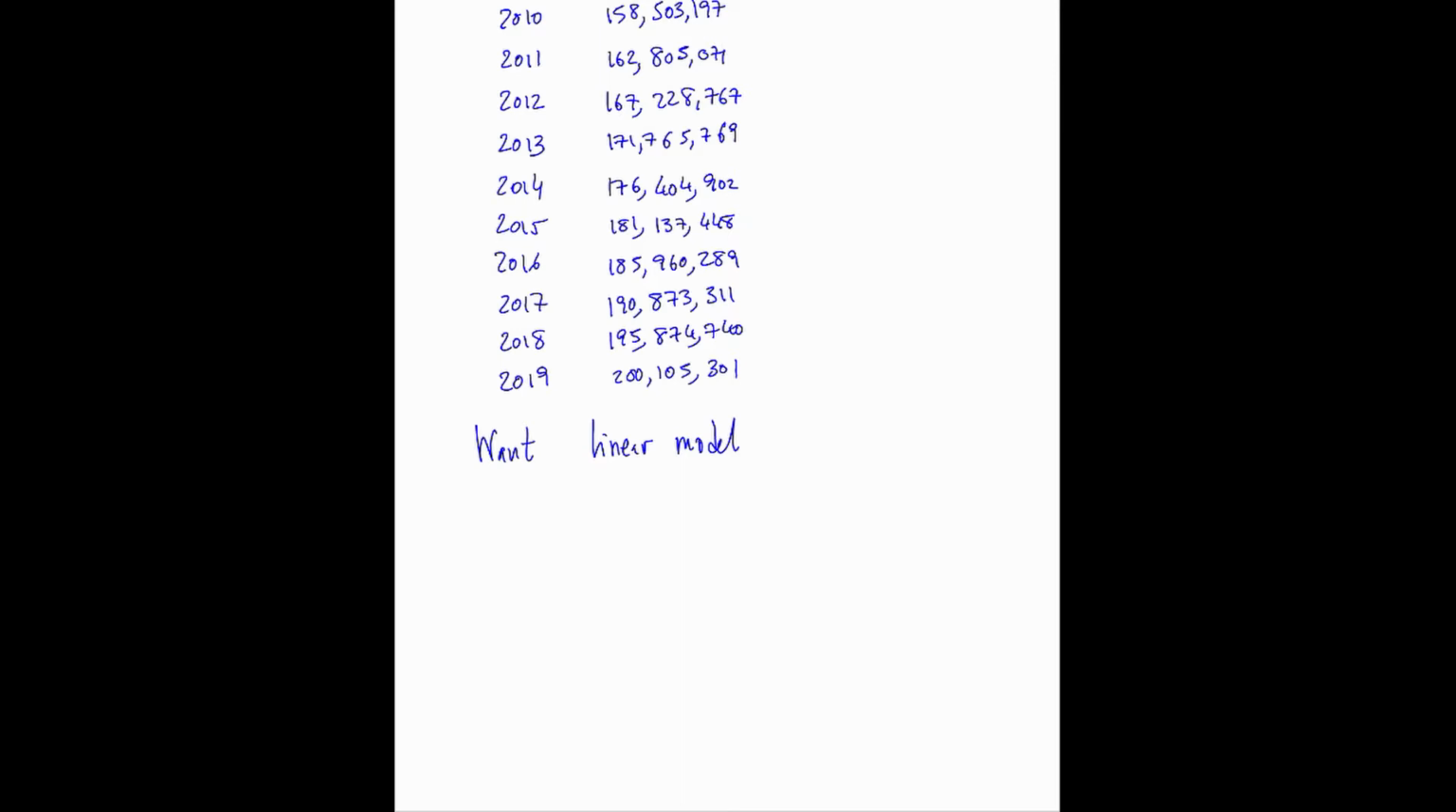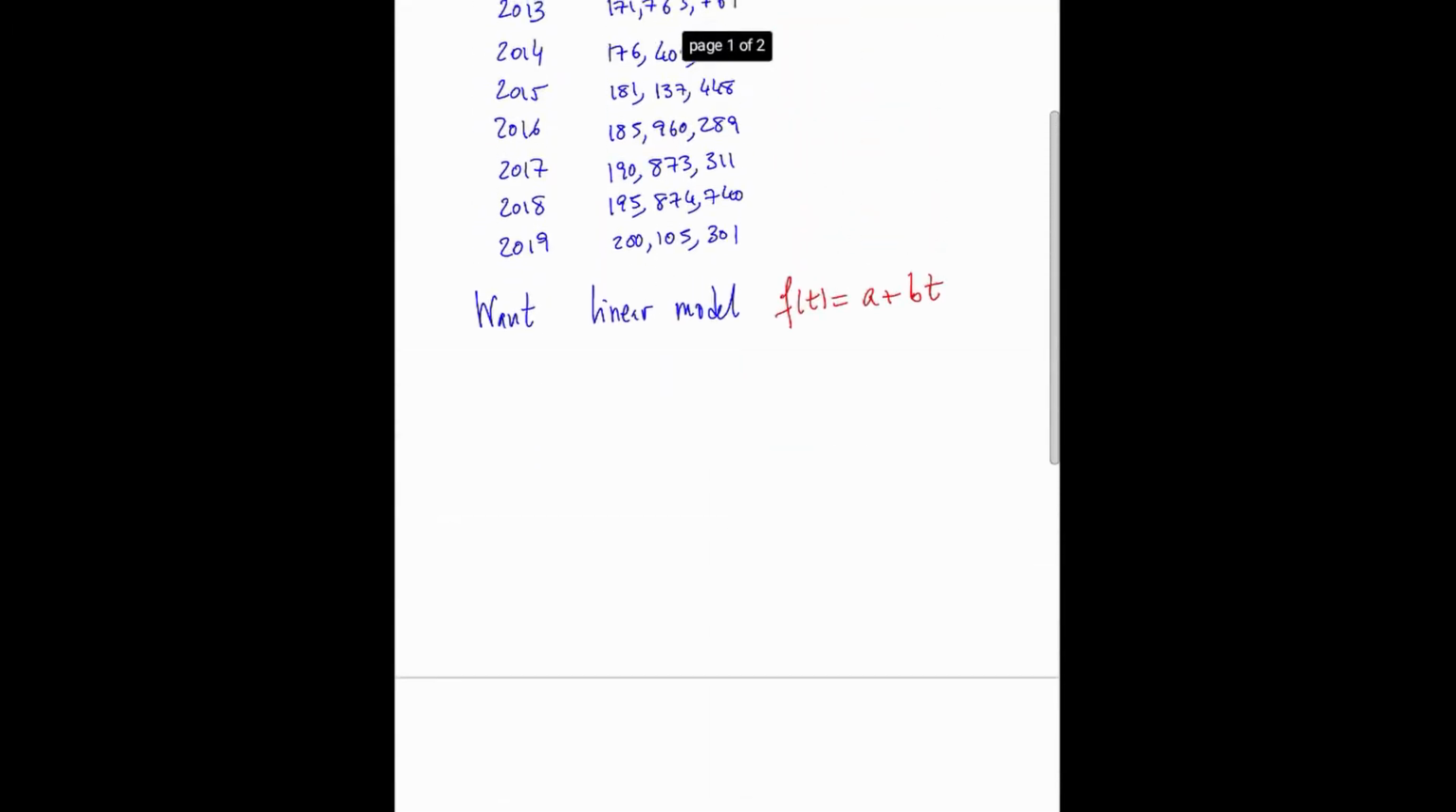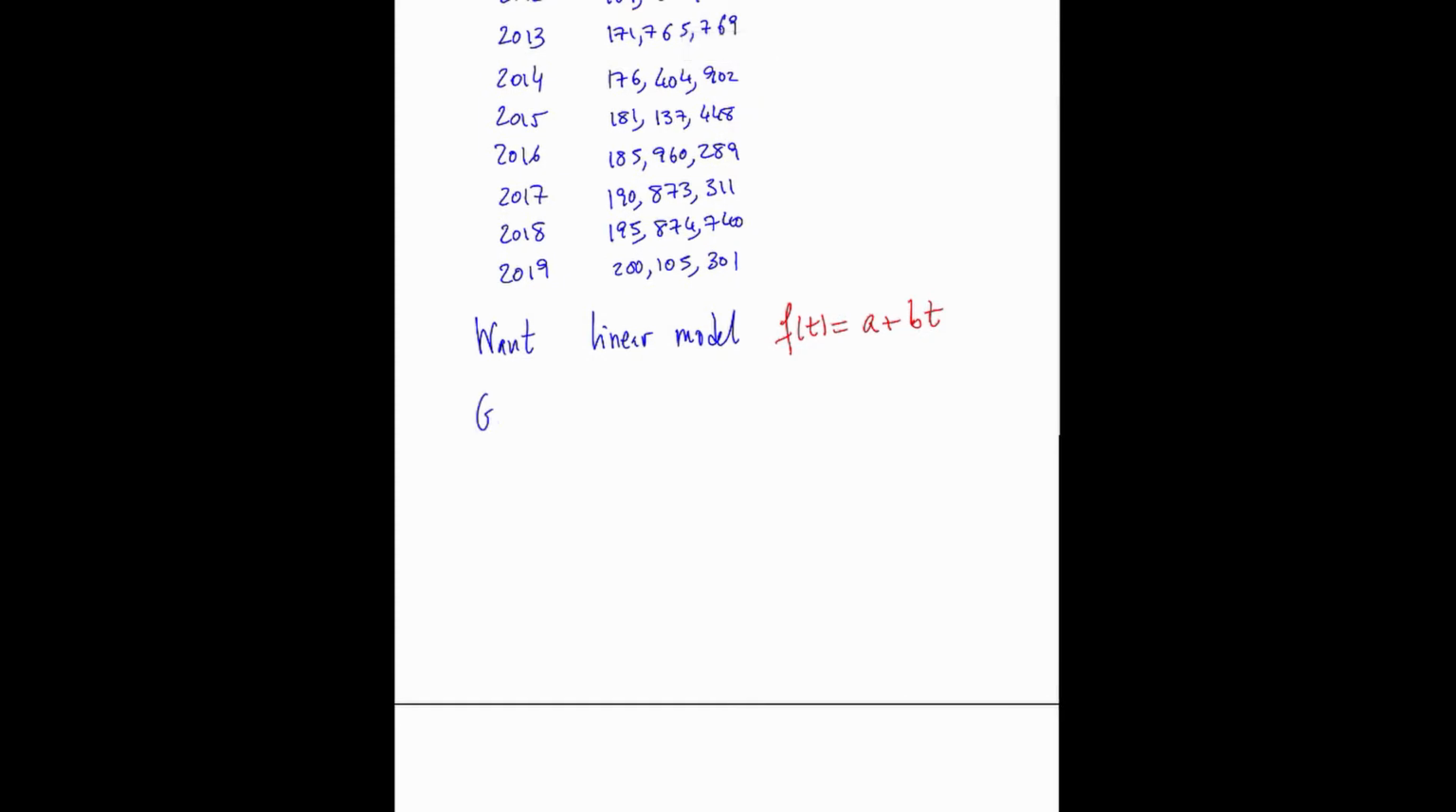So what we want basically is a formula of the type f of t equals a plus bt, where t is the time, so we can guess what the population of Nigeria will be in year 2020. To do that, we need to guess somehow a line that comes close to the data, and then substitute t equals 2020 to get the population in 2020.